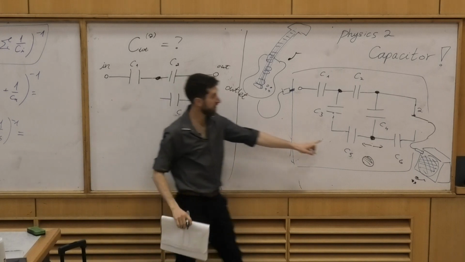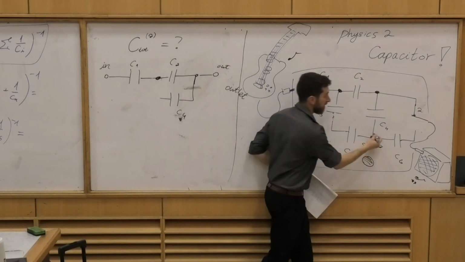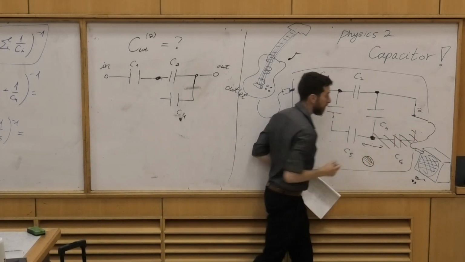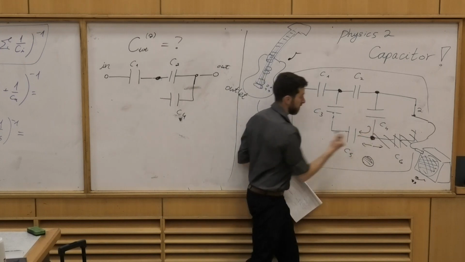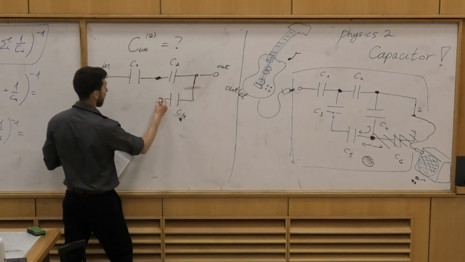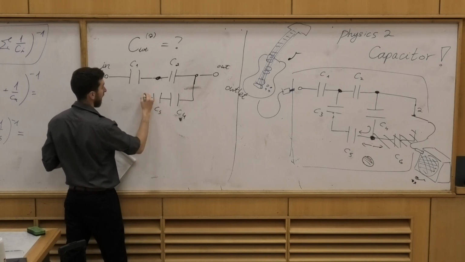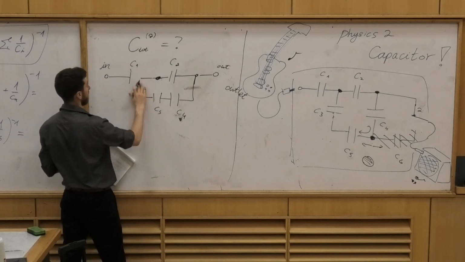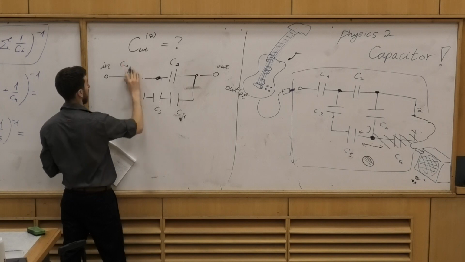A tricky question. This is not a junction. This is not an option anymore. No current is going to go in that direction. This is only to C5 and C3. So here we have C5 and C3, and let me do it nicely.